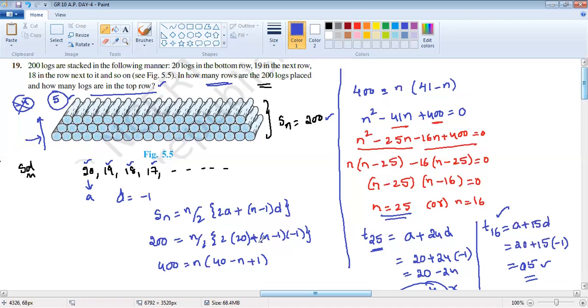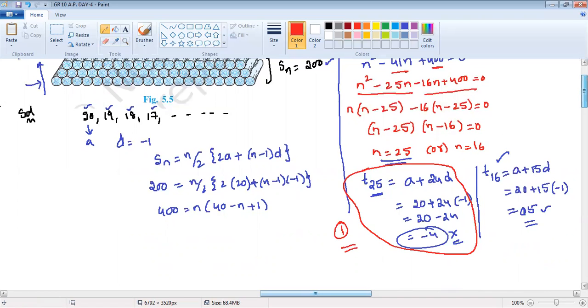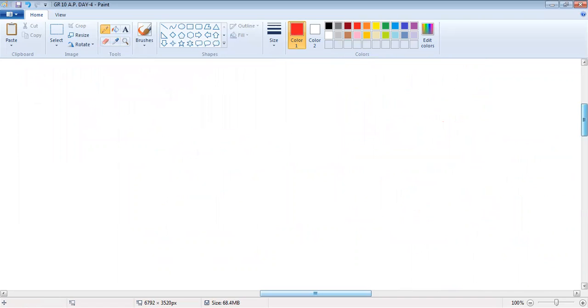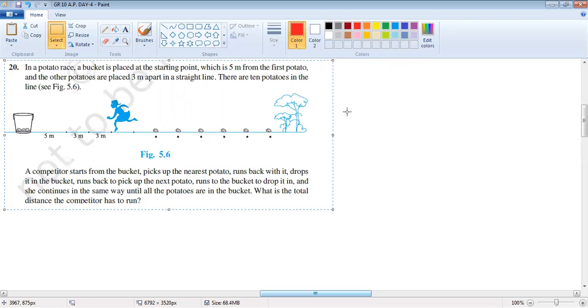If you fail to write this one, definitely you lose 1 mark. So compulsory, you are supposed to do this one. Because of the double answer, every time you have to cross-check it. If you do not cross-check, you can lose a mark. Are you clear, Vaibhav? Yes, sir. Fine. So are you following with me? Yes, sir.